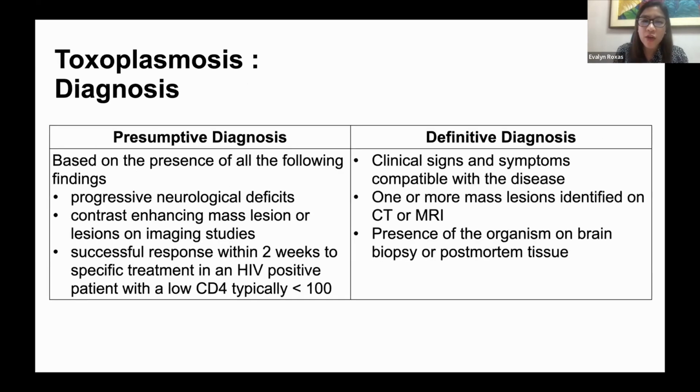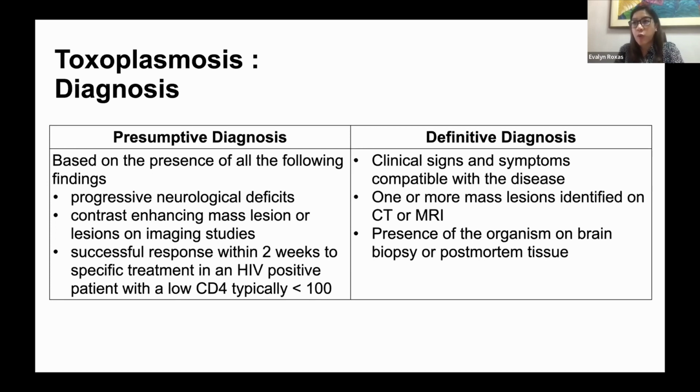So how do we diagnose toxoplasmosis? Based on the presence of the following. Initially clinical, progressive neurologic deficits. You can request imaging with contrast-enhancing mass lesion on imaging studies. And if there is a successful response within 2 weeks to specific treatment in an HIV-positive patient with low CD4 count of less than 100.